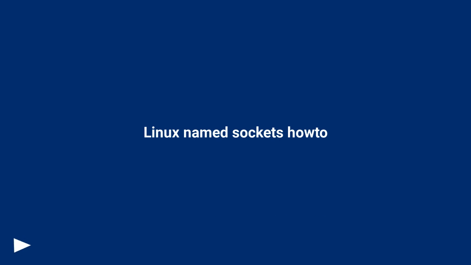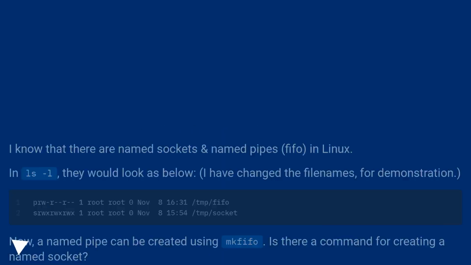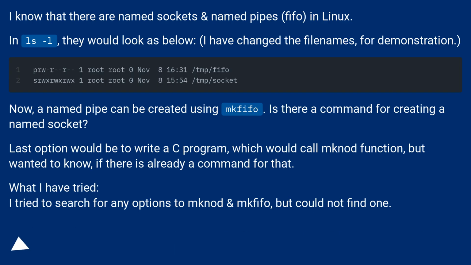Linux named sockets: how to. I know that there are named sockets and named pipes (FIFO) in Linux. In ls output, they would look as below. I have changed the file names for demonstration.